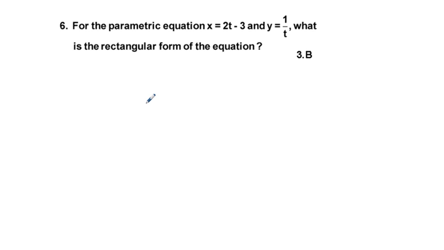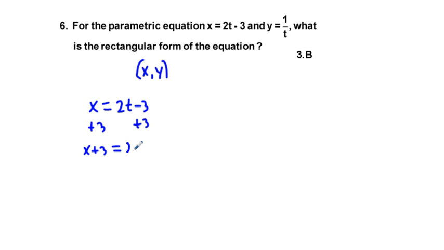6, for the parametric equation x equals 2t minus 3 and y equals 1 over t, what is the rectangular form of the equation? The rectangular form is just going to be finding an equation in terms of x and y. So we're going to take this first equation, x equals 2t minus 3, and solve it for t. If we add 3 to both sides of the equation, we get x plus 3 is equal to 2t. Then if we divide by 2, we have t equals x plus 3 over 2.